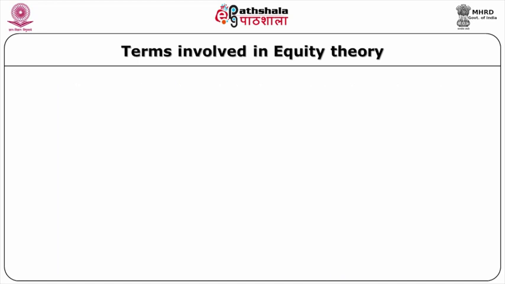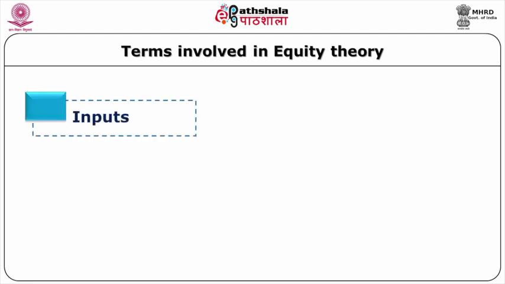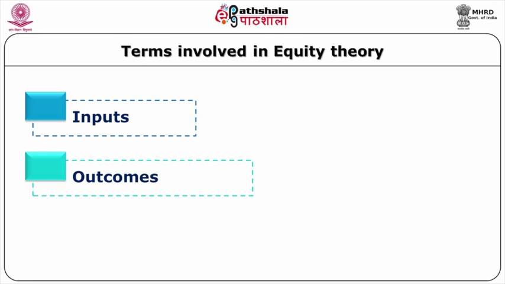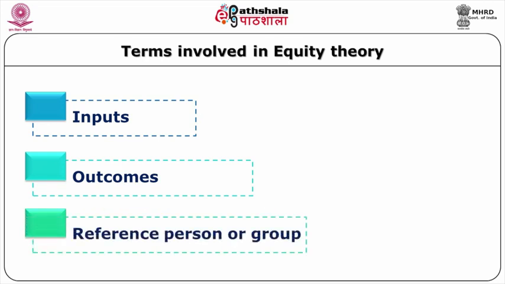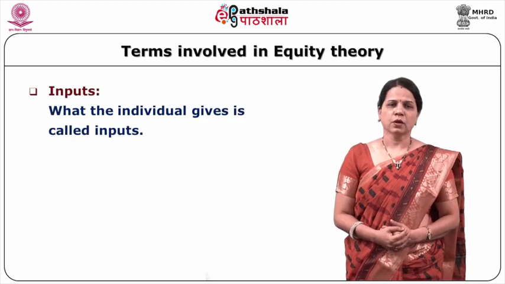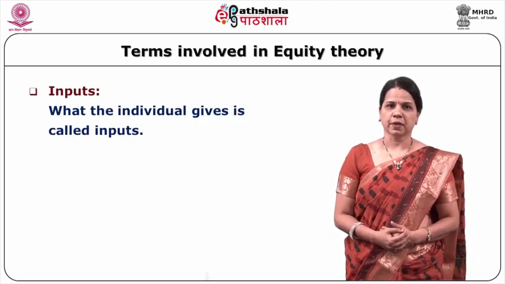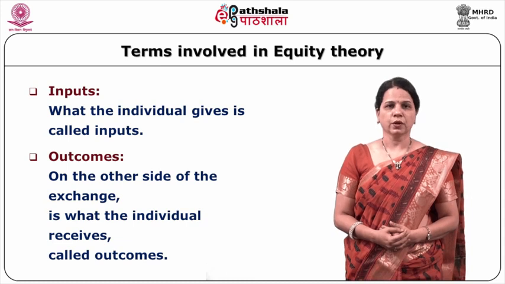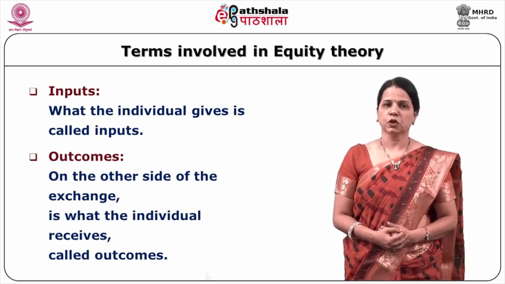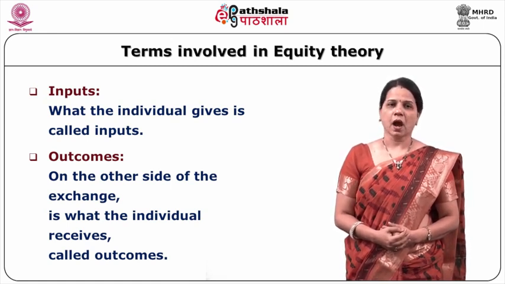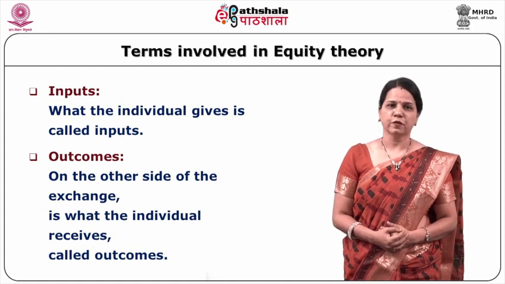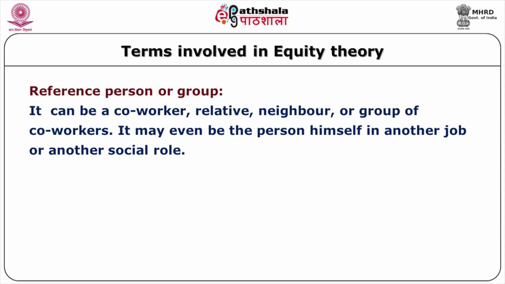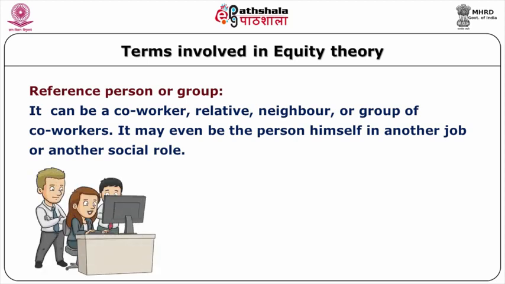Now, to understand equity theory, we need to understand three terms. The three terms are inputs, outputs or outcomes, and reference person or reference group. Inputs: what the individual gives at his workplace are called inputs. For this contribution to his workplace, what he receives are called outputs or outcomes. Now, these outputs and inputs are to be seen from some reference point. So, the third term is called reference person or reference group.